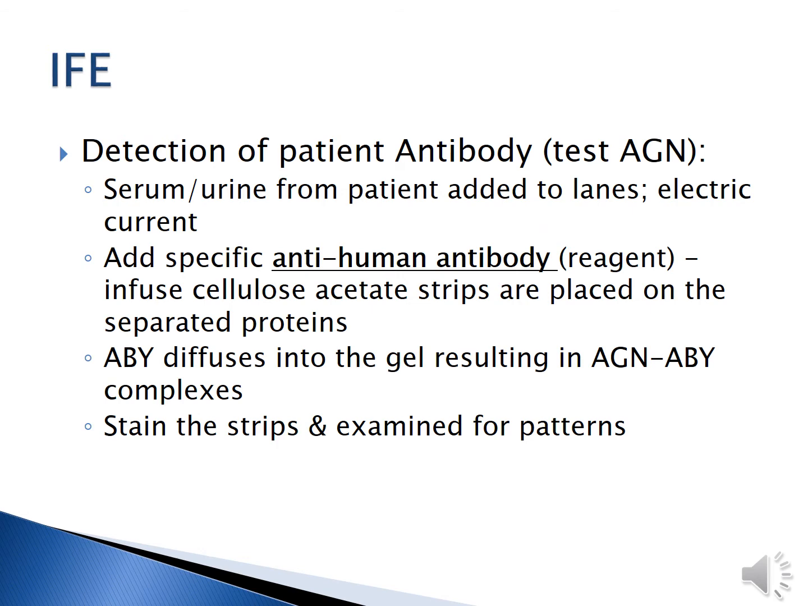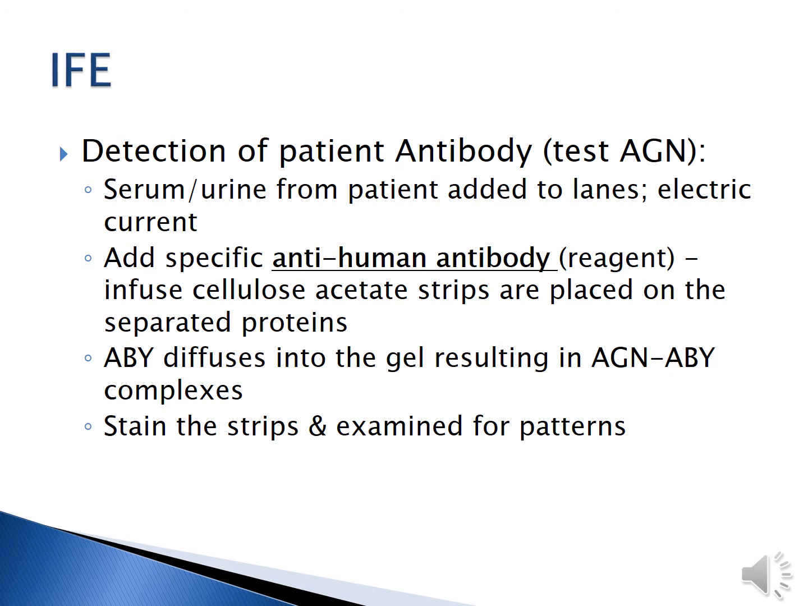When we're talking about multiple myeloma patients, we usually try to detect the patient antibody that is in excess. So we consider this in the IFE test to be the antigen. We could get serum or urine from our patient, add it to the lanes, electrophorese it out, and then add a specific anti-human antibody or reagent. Okay, this will infuse. Cellulose acetate strips are placed on the separated proteins, which will allow the antibody to diffuse into the gel, resulting in the antigen and antibody complexes.